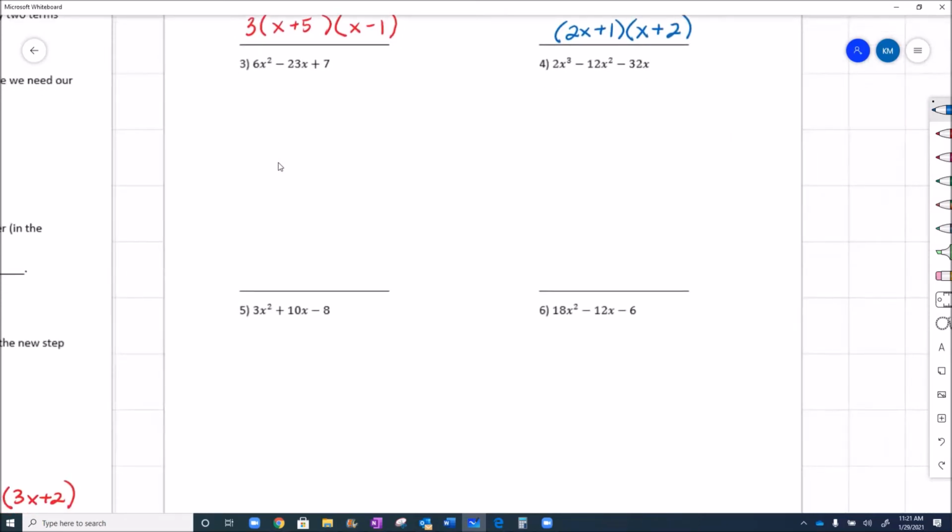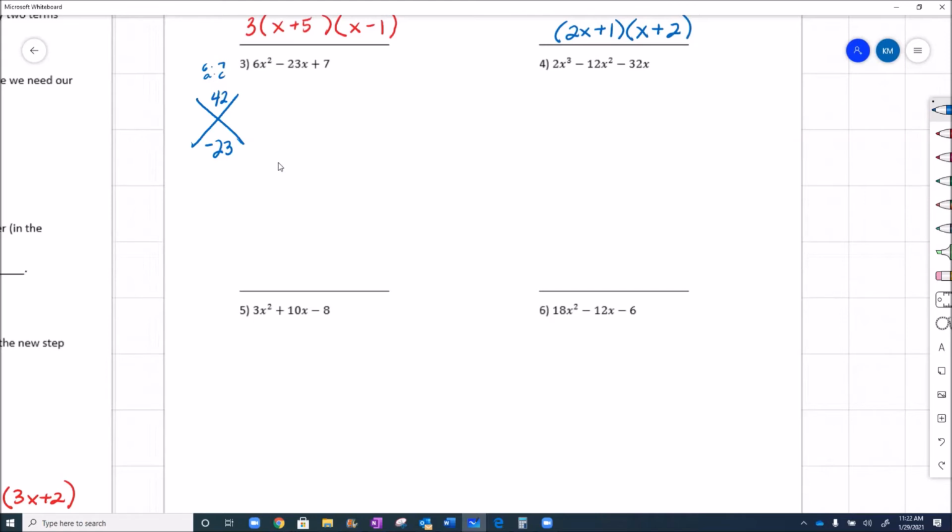Number 3, we have 6x squared minus 23x plus 7. Check for my GCF, but I have 7 there. It's a prime number and not a factor of all these, so no luck there. I have to do the X box method here. I'm looking for two numbers that multiply to give me 6 times 7, a times c, 42, and at the same time add to give me -23. Multiplies give me a positive number, adds give me a negative number. That means our signs are the same, and they're both negative.